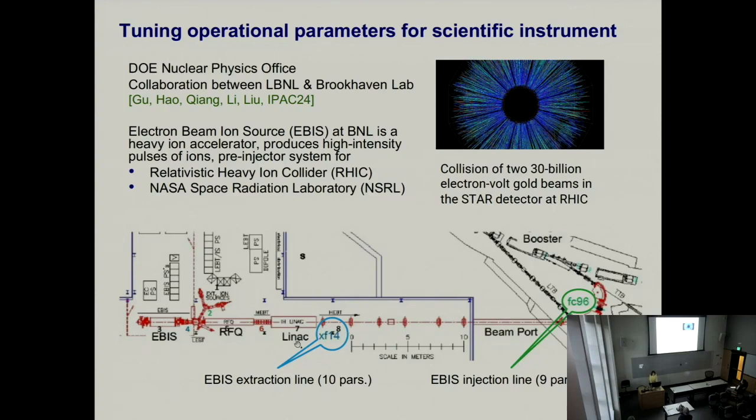And here, the critical part is that there are several sections of this accelerator, and then some operation control places. So one is this injection line here. It needs to be very high intensity. And then the extraction line here also has to be very high intensity. And then here, there are 10 parameters. The parameters here in the machine are really the control knobs. And then here, there are 9 parameters, the 9 control knobs.